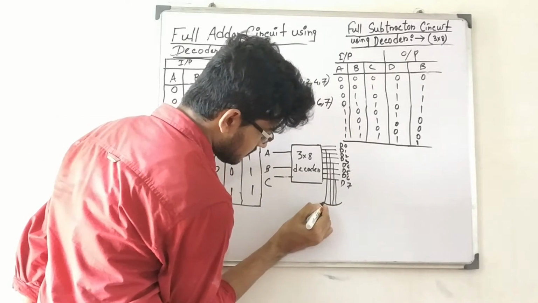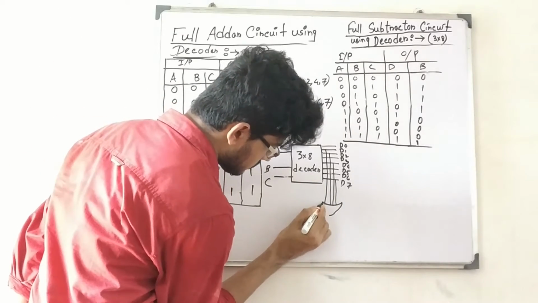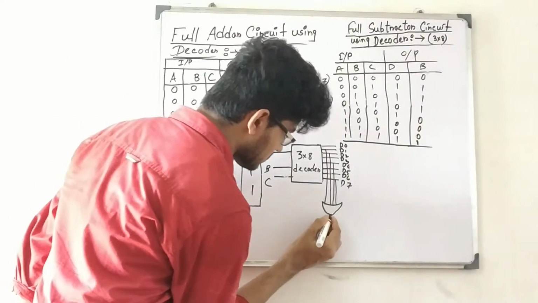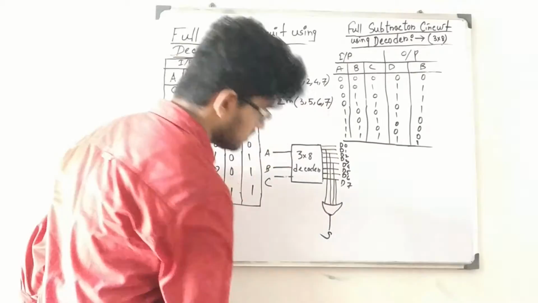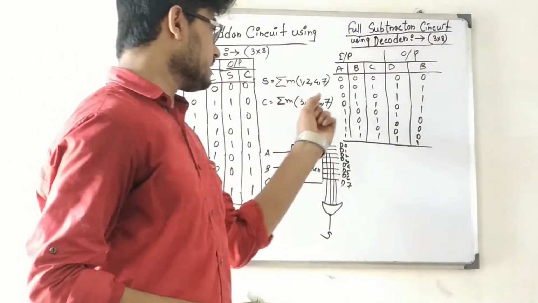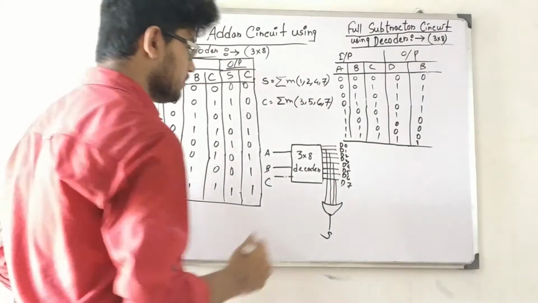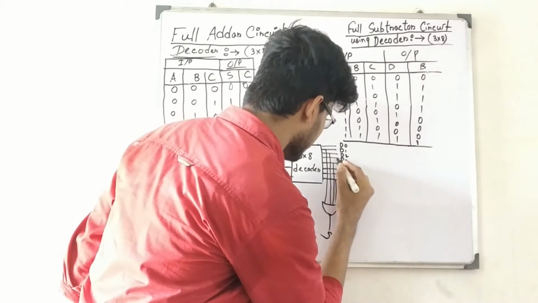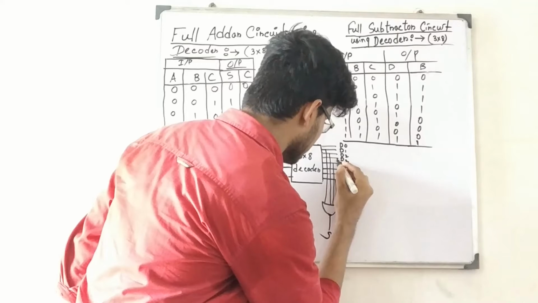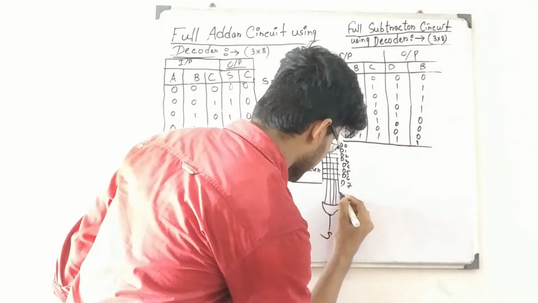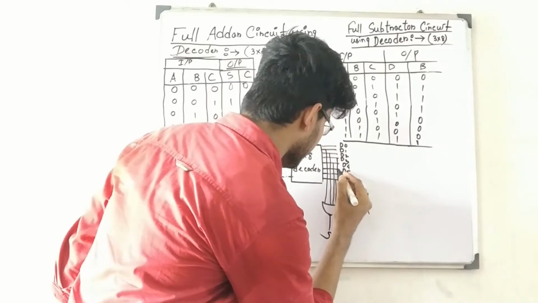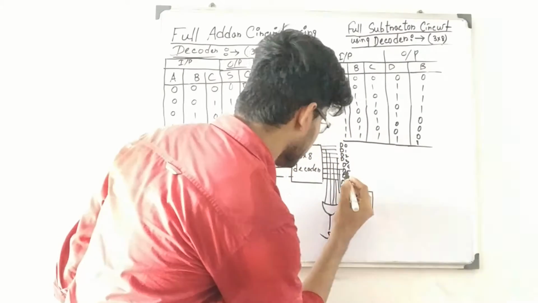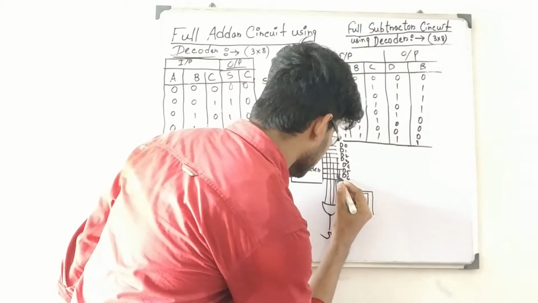We can add them because it's a sum of product form. In the previous lecture, I have already shown this. This is the sum, right? Again, similarly, we can make the carry term also. This is 3, 5, 6, 7. So this is 3, this is 5, and this is 6.